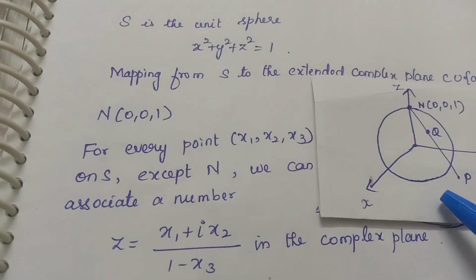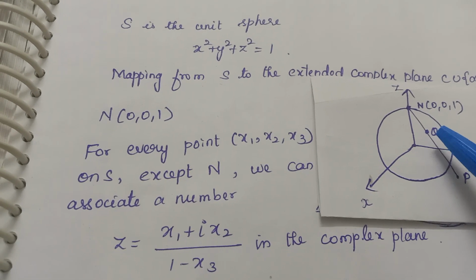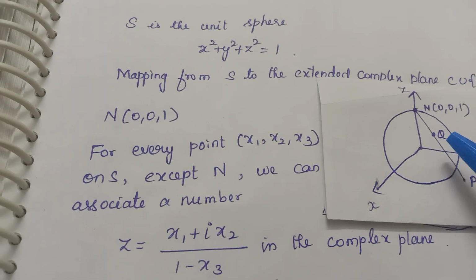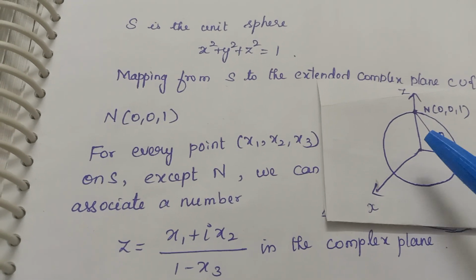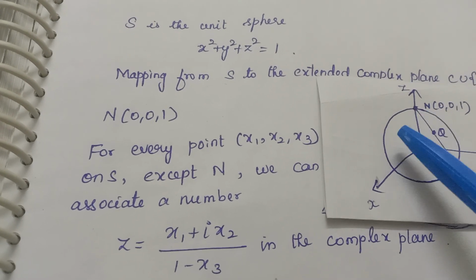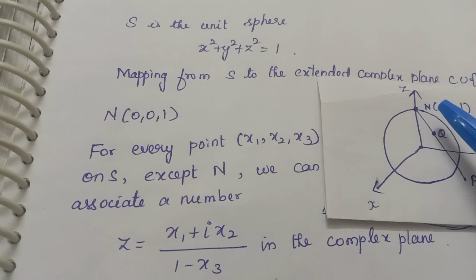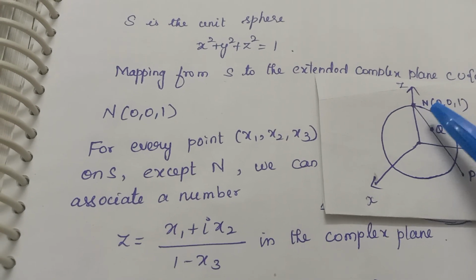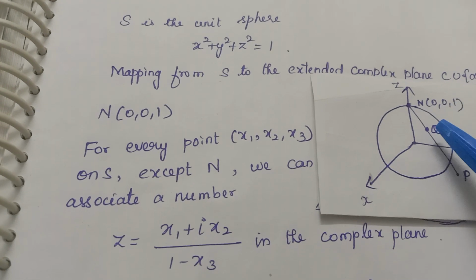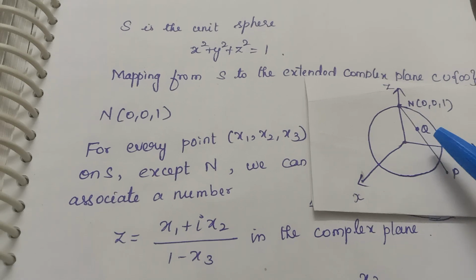So for each and every point on the complex plane, I can find such a unique Q here. And in the other way, for every point on the sphere, I can find a point on the complex plane, except this N. For this point N (0, 0, 1), I am associating infinity. This mapping is called stereographic projection. This is a bijection.